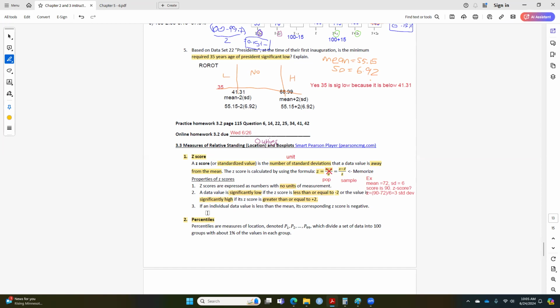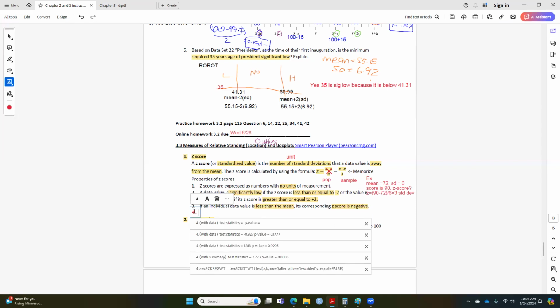The third property is that if you have a negative z-score, it means your value is below the mean. If your z-score is positive, it means your value is above the mean. If your z-score is negative, your value is below the mean. If your z-score is 0, the value you have and the mean are exactly the same. So these are your 3 properties here, and I will add one more.